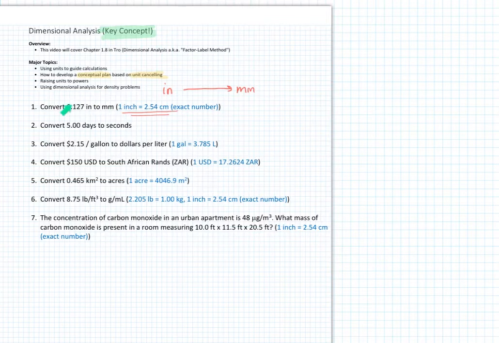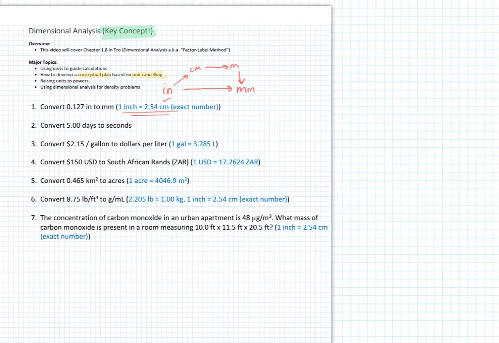But given this information and given what we have, your conceptual plan is going to start here with inches, and you're going to say, all right, how do I get to millimeters? Well, if I get to centimeters from this conversion factor that I have, and then I can go to meters, and then I can go to millimeters. Now, I know some of you are able to make this conversion in your head. You know the difference between a centimeter and a millimeter. You know that there's a factor of 10 difference, no problem.